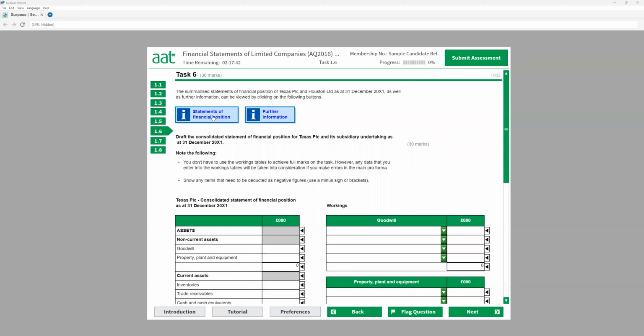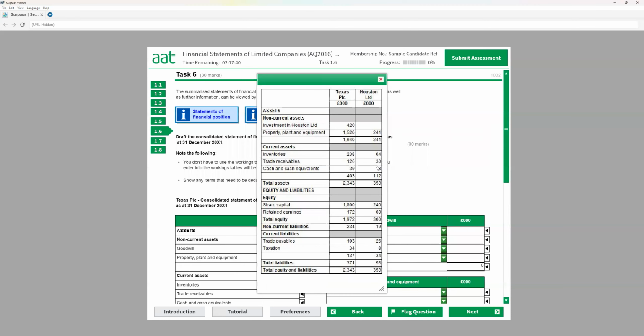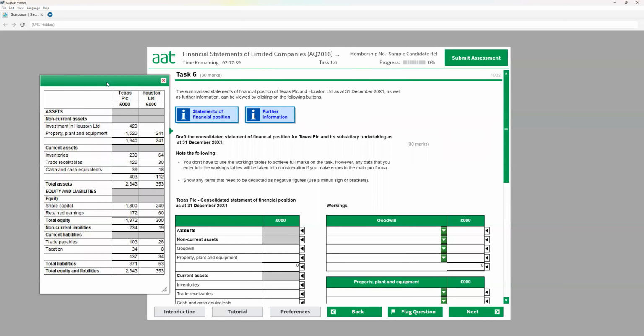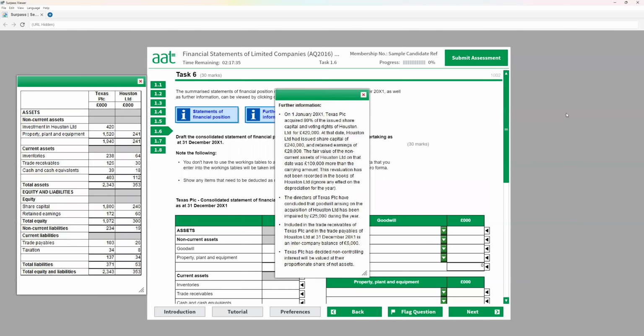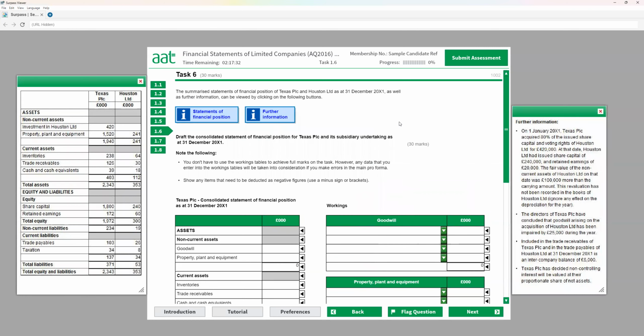Let's have a look at the information we have for the statement of financial position. So that's our balance sheet. And this is the further information. We need both of them. Remember that for consolidation, the financial statements are always given for two companies. One will be the parent and one will be the subsidiary. When I say parent, parent means the main company, the company going to buy shares from another company, and the other company is called the subsidiary.